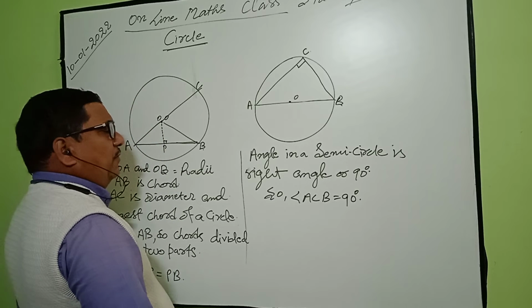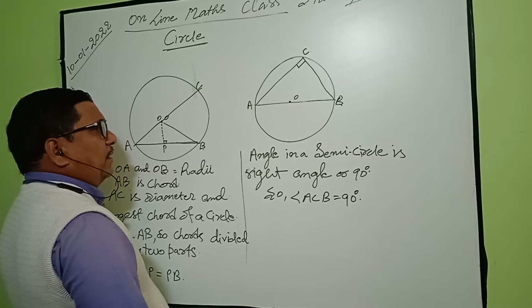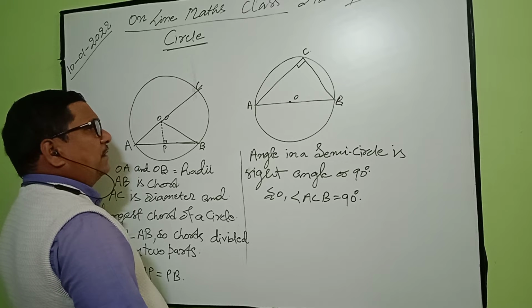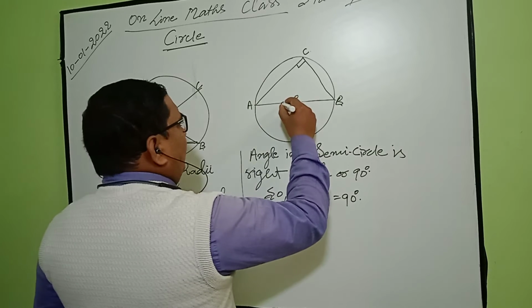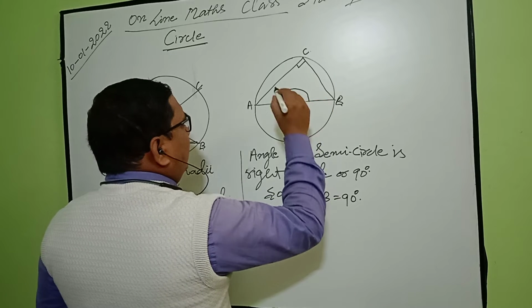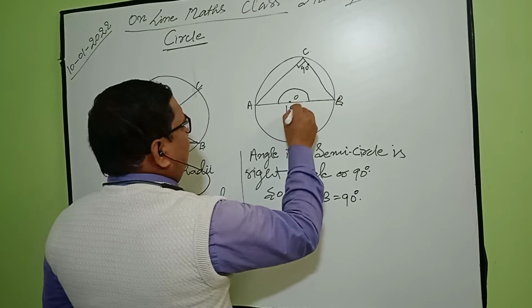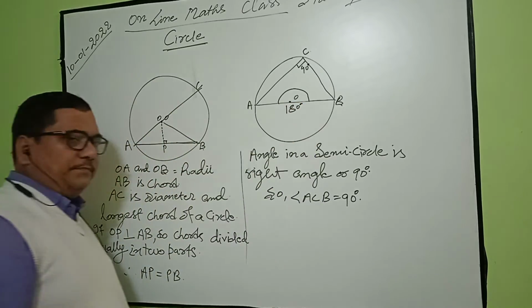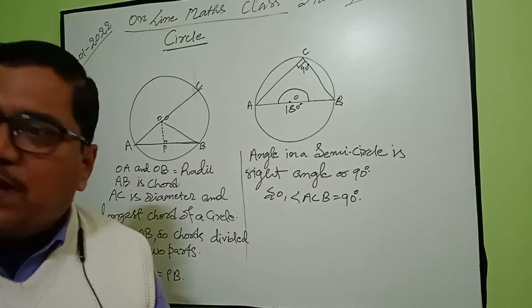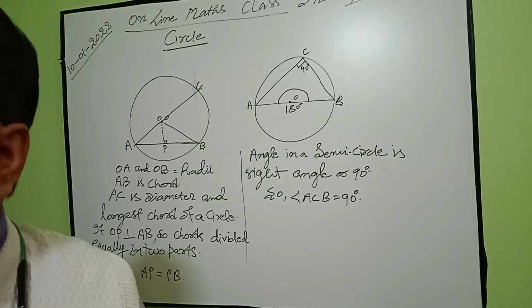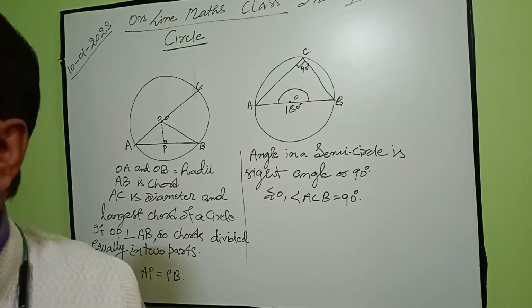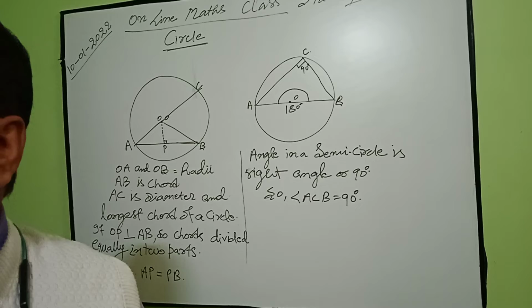Okay, now after that, angle AOB becomes 180 degrees. This one is 90 degrees and this one is 180 degrees. Now I am going to give the concept of cyclic quadrilateral which we need.